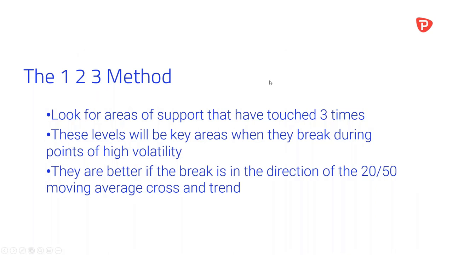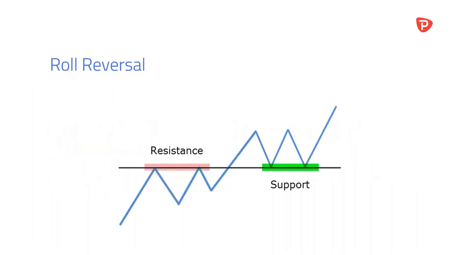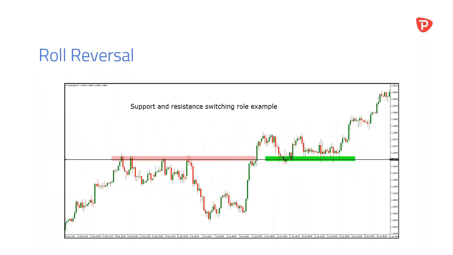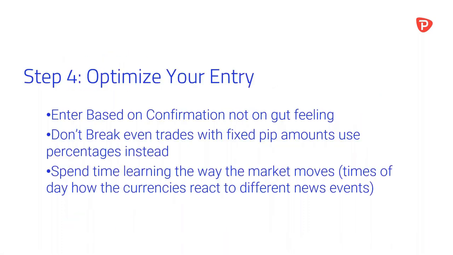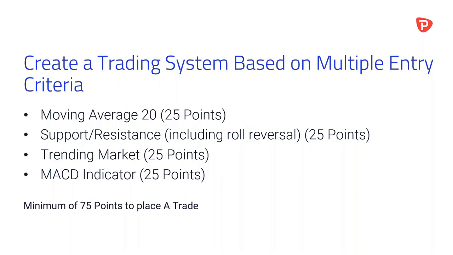Okay, so there's the 1-2-3 method. We just touched on that. Thoughts on role reversal. Obviously, we talk about this all the time. It's in heaps of the webinars we run. Optimizing entry, enter based on confirmation. I'll just say that again. Karen and I talk about it all the time. Creating a system based on multiple entry criteria, incredibly important. Not one reason, multiple reasons.